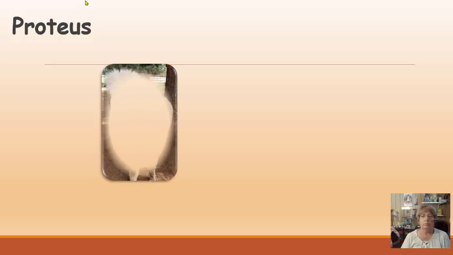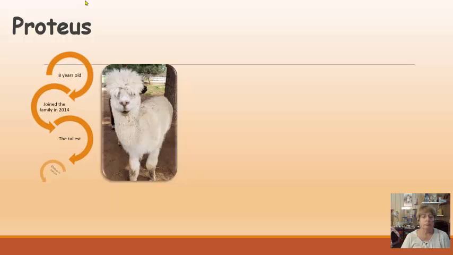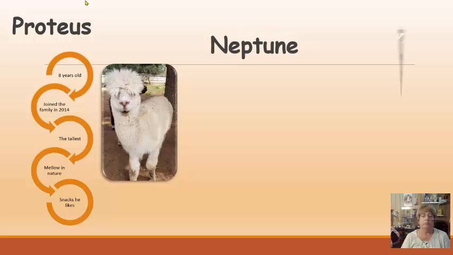The first one is Proteus. He is the largest of the group. He's very, very affectionate, and he is very mellow. He loves his snacks. He does get right in there for his snacks.